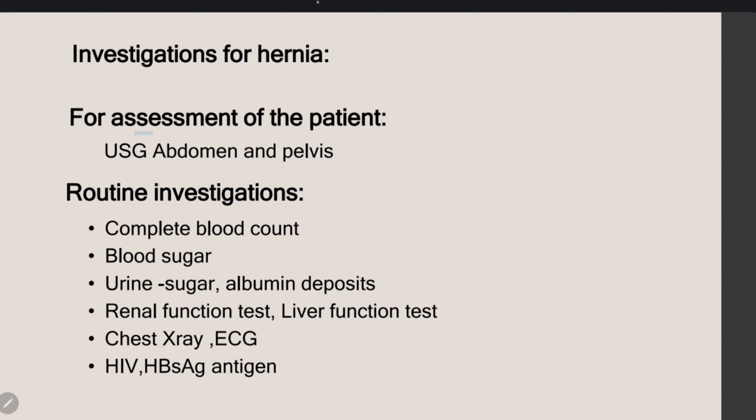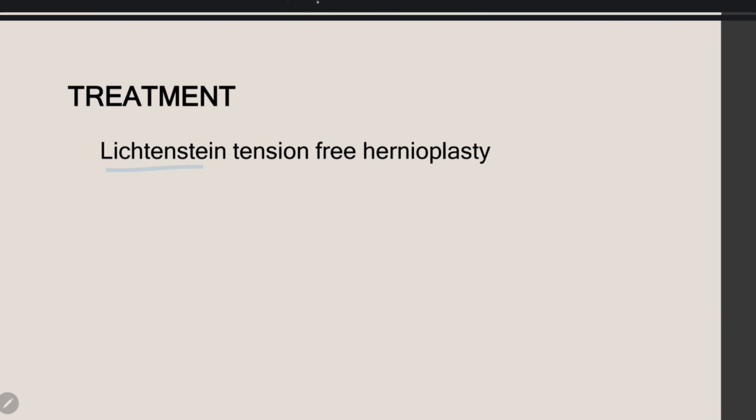Investigations for hernia. For assessment of the patient, USG abdomen and pelvis is done. Routine investigations: complete blood count, blood sugar, urine sugar, albumin, RFT, LFT, chest X-ray, ECG, HIV, HBsAg test are done. Treatment: Lichtenstein tension-free hernioplasty is done.